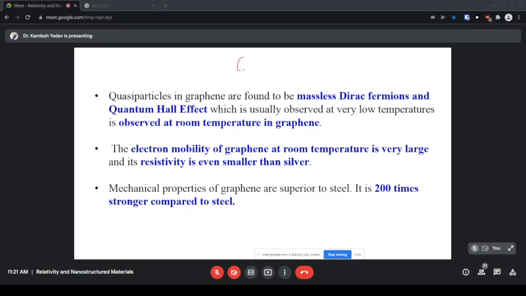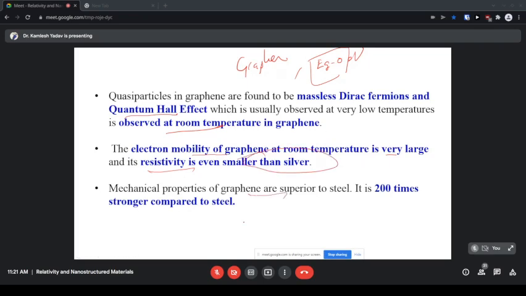And why is graphene so important? First, its conductivity is very high. The band gap of graphene is zero, which means it is very highly conductive, and graphene also shows the quantum Hall effect at room temperature. The electron mobility in graphene at room temperature is very large, the resistivity is very small, even smaller than silver, so it is among the best conductors.